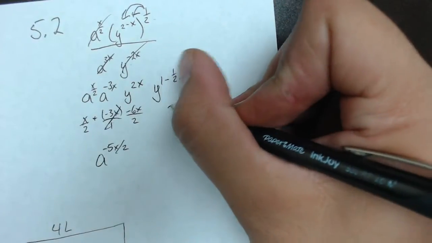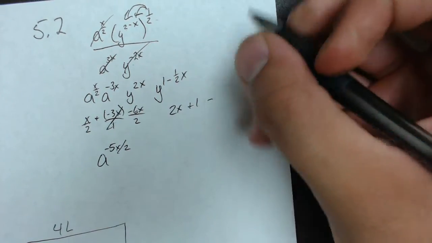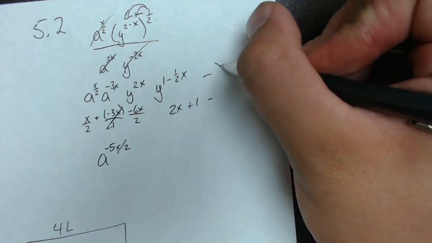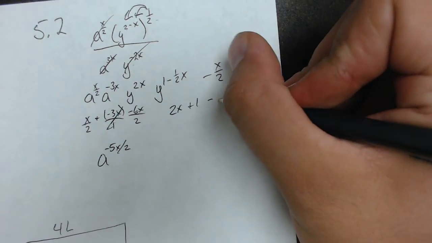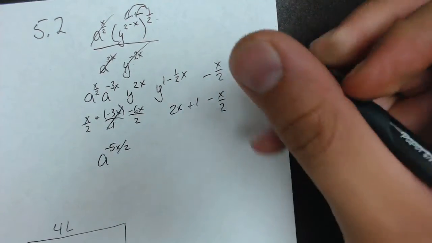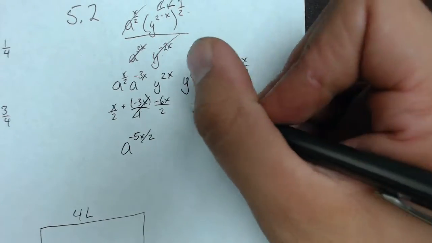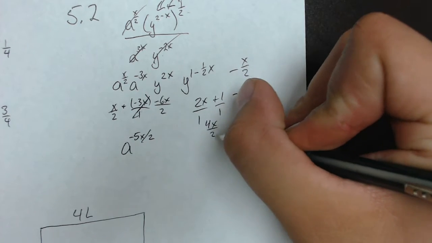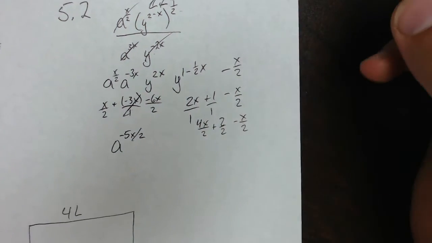Now for y, we have 2x plus 1 minus 1/2 x, or we can take 1/2 x and rewrite it as negative x over 2. That would be more suitable since we have to deal with this as a fraction. So we'll make it minus x over 2. We'll put each of these over 1, and then we have to get a common denominator. So this would become 4x over 2 plus 2 over 2 minus x over 2.